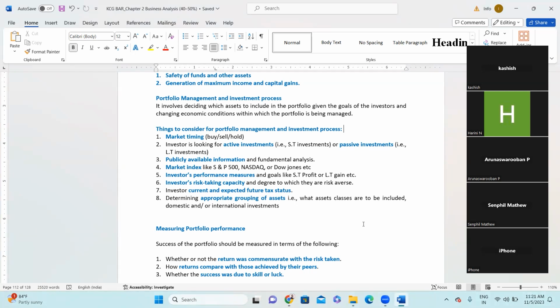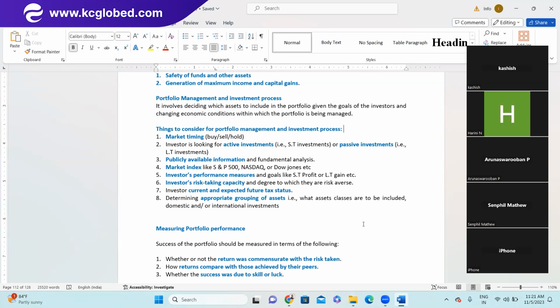Third thing you need to keep in mind is the publicly available information and the fundamental analysis. Right, all the listed companies on the stock exchange mandatorily have to publish their financial statement on their own website as well as on the respective stock exchange website, right? So their financial information and the latest quarterly results are available on their website. In addition to that, financial analysis reports are also available on the respective stock exchange for the respective stock.